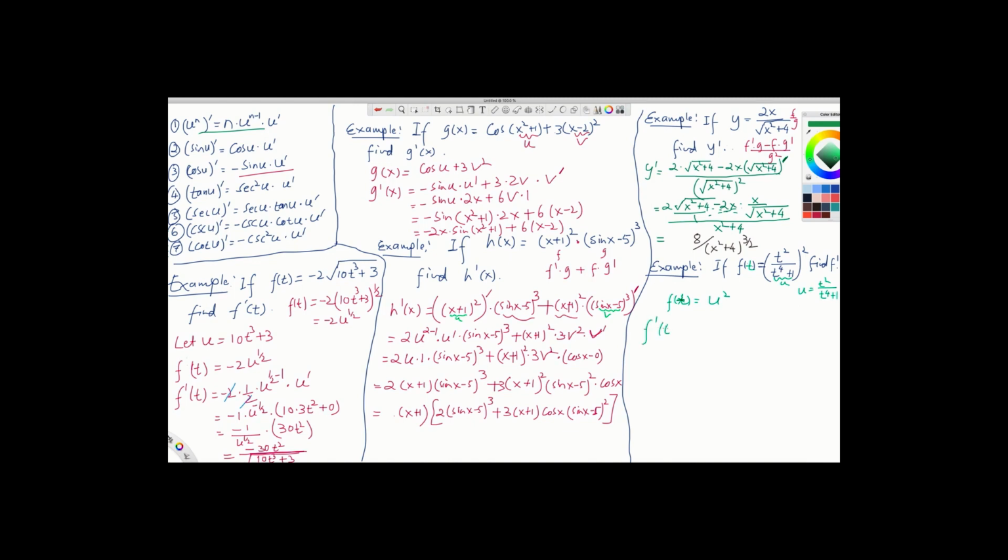f prime of t is equal to 2u to the 2 minus 1, that is just 1, right, times u prime. So what is u prime? That can be written as 2u times u prime, where u is t squared over t to the 4 plus 1. I want to find the derivative of that. So that can be written as 2u times, what is the derivative? You can think of that as f over z, right? See, what is the quotient rule? f prime z minus f z prime over z squared.